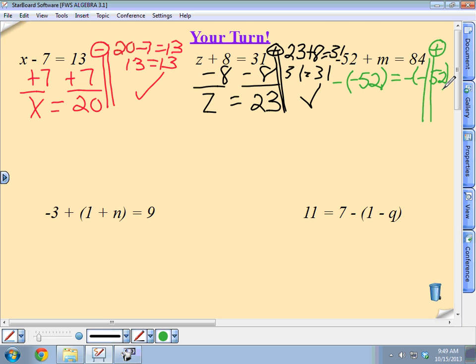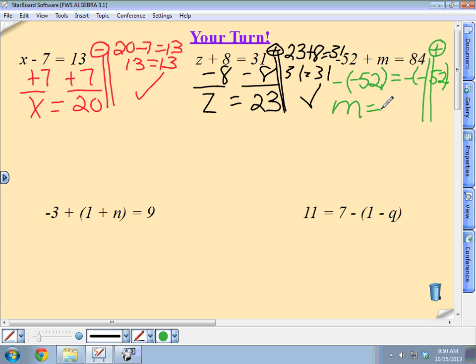I'm going to run out of space there. Okay. What is negative 52 minus negative 52? It's positive 52 plus positive 52. No, it's negative 52 plus 52. You're right. Negative 52 plus 52, which is? 0. Which leaves m.